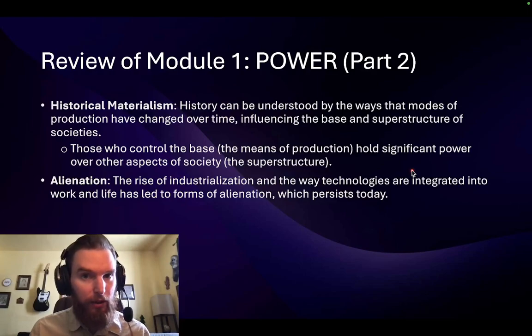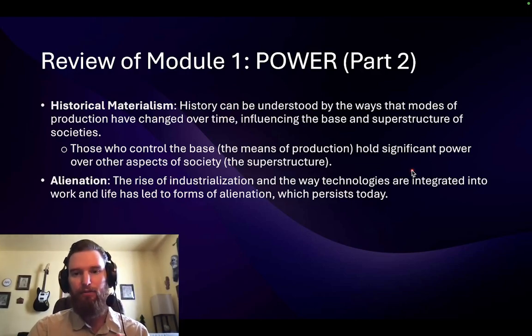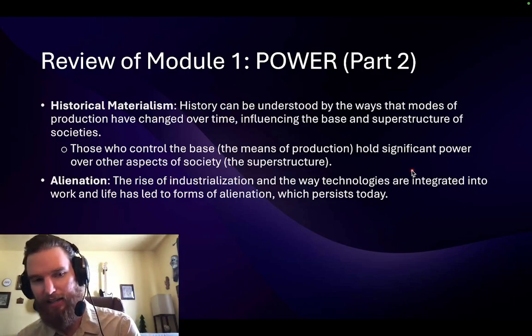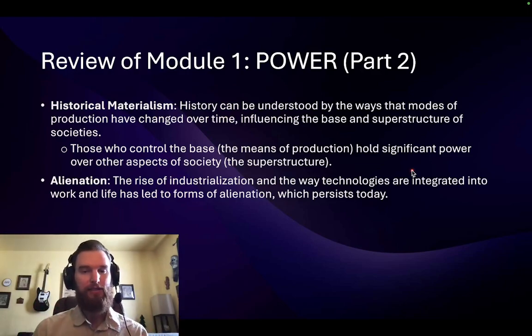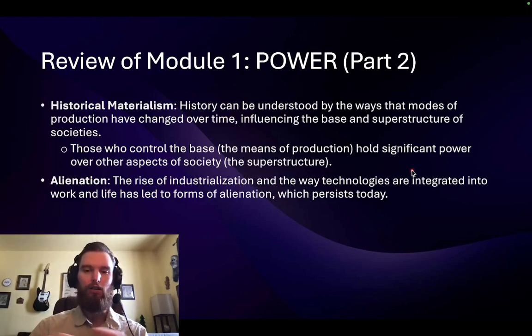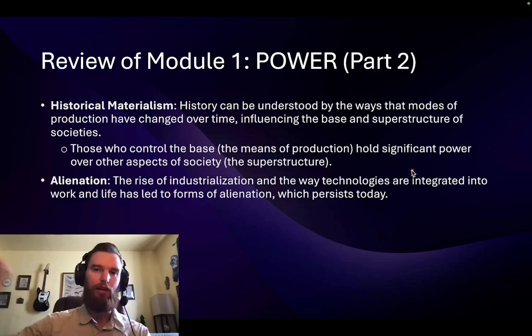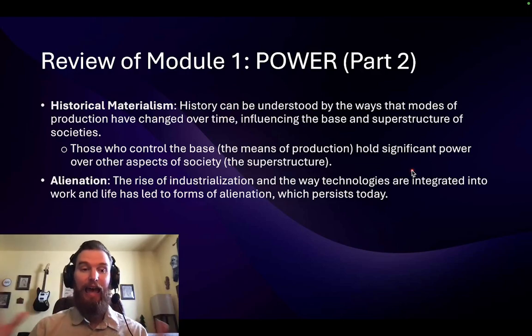And then just as a review of this module, this video looked at historical materialism. So history can be understood by the ways that modes of production have changed over time, influencing the base and superstructure of societies. Those who control the base, the means of production, hold significant power over other aspects of society, the superstructure, right? So it really is not just about what the means of production are in a given period of history, but who owns those means of production, and how that dynamic and relationship then informs other aspects of society.